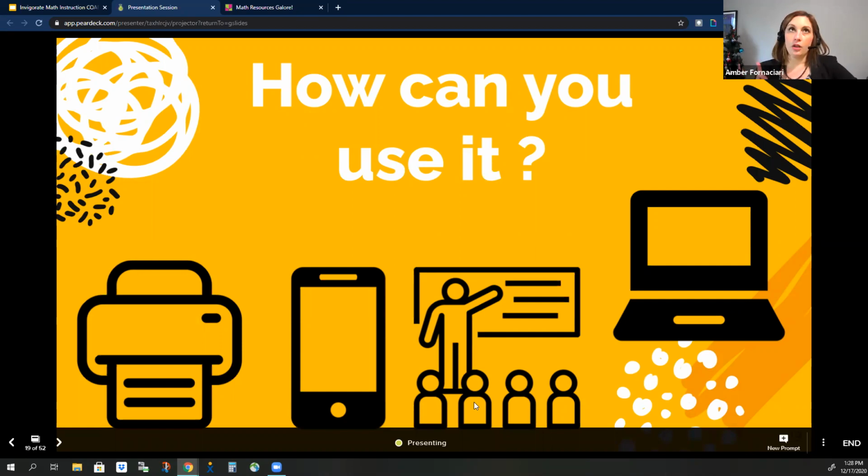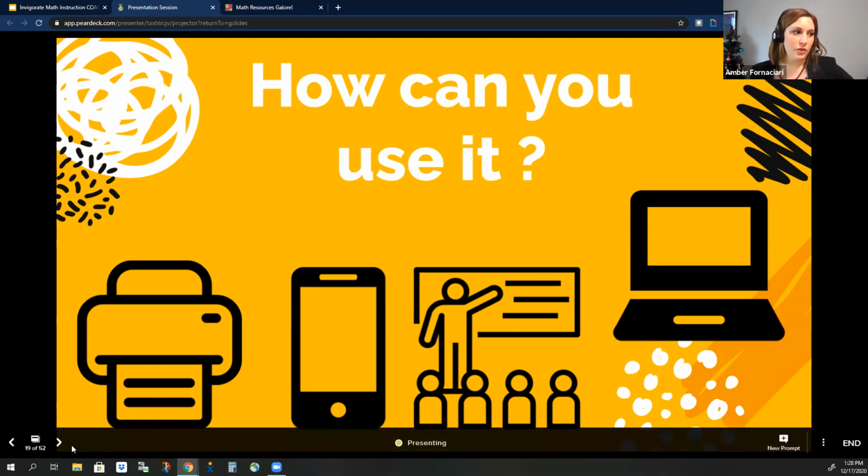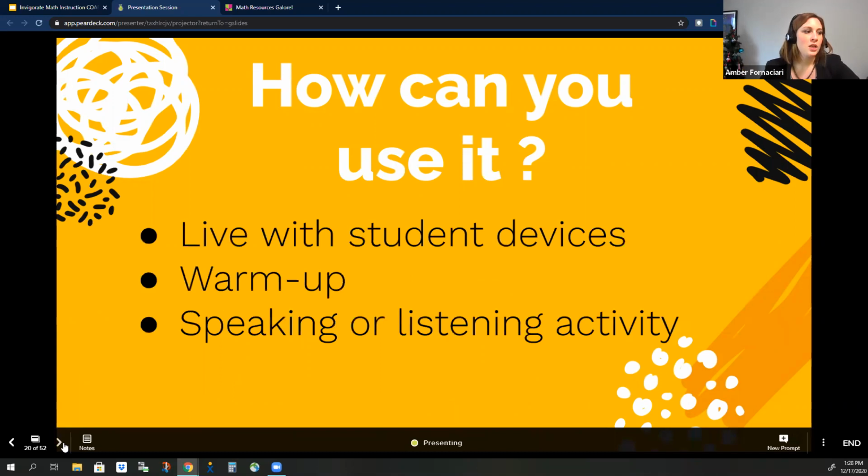Also, for all of you that teach more than math, What's Going On in This Graph has a sister site called What's Going On in This Picture. Many of my ESL teachers that I speak with, as well as my ABE and ASE instructors, really love What's Going On in This Picture. So check that out for those of you that teach in more than one discipline. This could be used live with student devices like I have done with you today. This could be used as a warm-up, a springboard, an exit ticket, or a speaking and listening activity. There are infinite ways to use this particular resource.